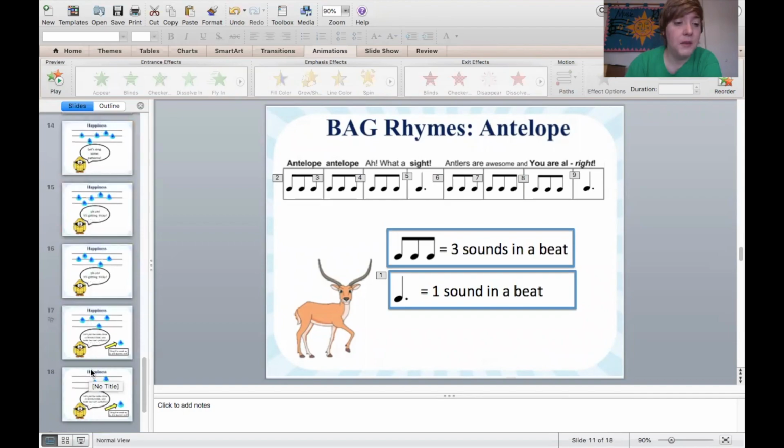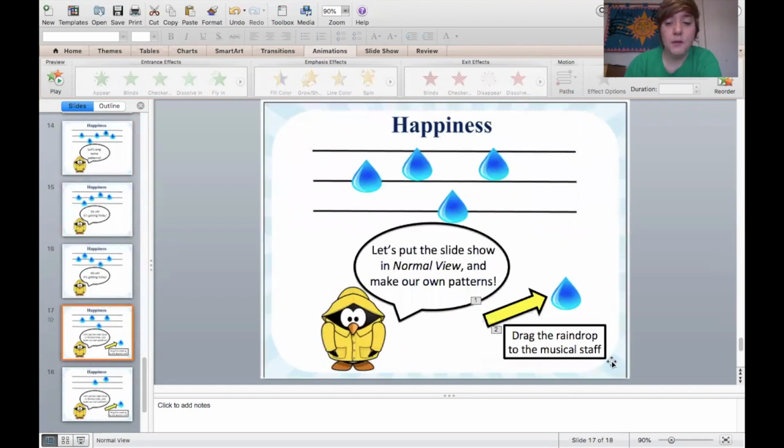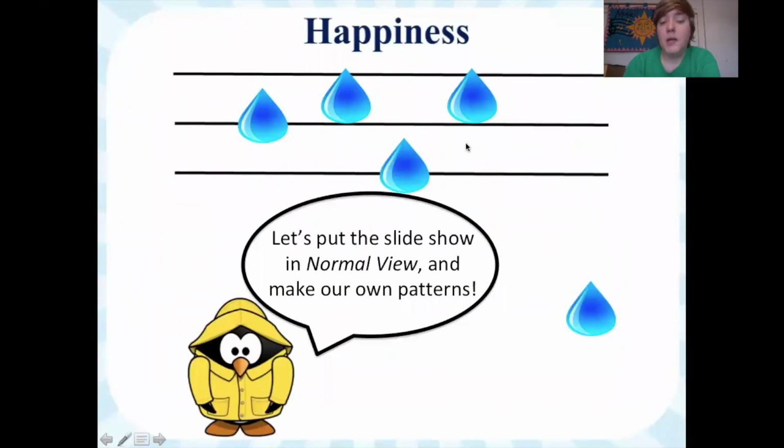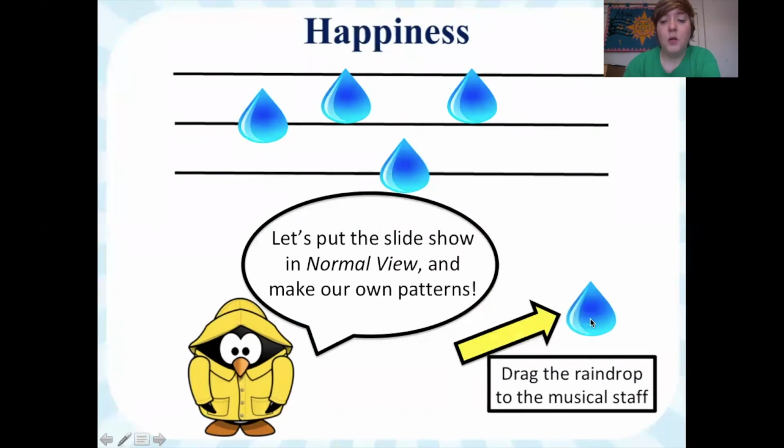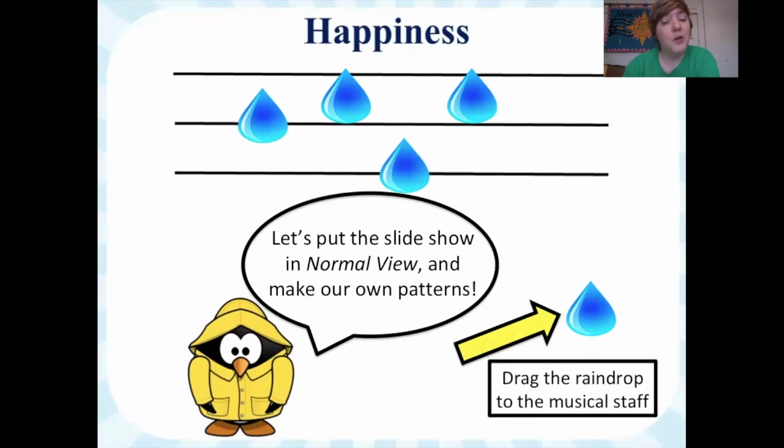Another thing that you might see is something like this, okay? You might see a little blurb on one of the slides that says, let's put the slideshow in normal view and make our own patterns, okay? So let's say that you are doing this lesson with your second graders, you're reading it, and then you get to here, let's put the slideshow in normal view and make our own patterns. And then we're going to drag the raindrop to the musical staff. Remember, you can't drag this raindrop anywhere when you are in the slideshow view.